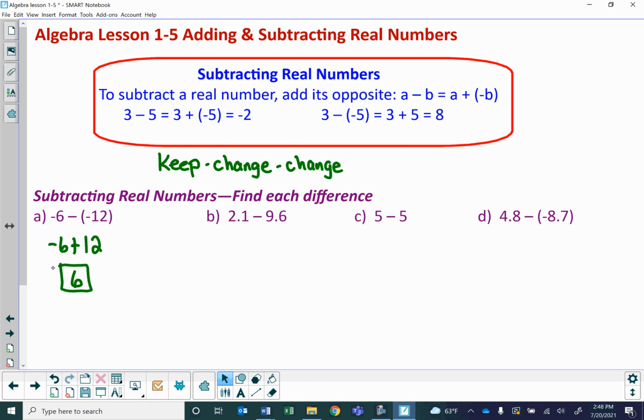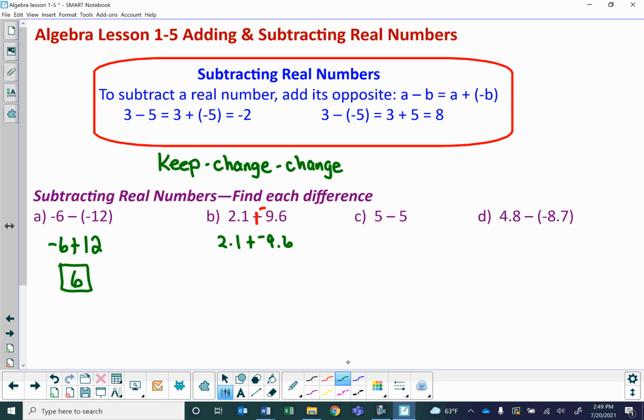2.1 minus 9.6. We're going to change this to an addition problem. So keep the 2.1, change the subtraction to an addition, change the positive 9.6 to a negative 9.6. Keep, change, change. Sometimes people will do it in their head, but I prefer to write it because then I still have my original problem somewhere where I can see it.